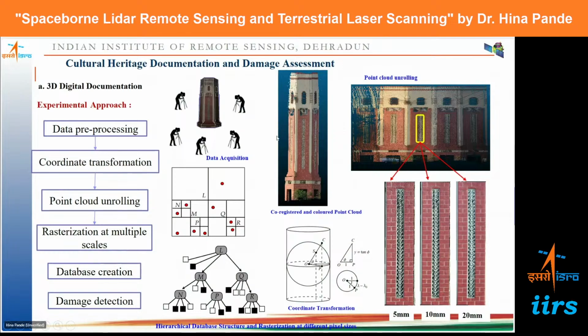Here again, another example has been taken for documentation at different resolutions. So the point cloud data is taken from multiple scans. After co-registration of the multiple scans, the 3D model is generated, and then the point cloud is unrolled so that the entire assessment can be done. After unrolling, it is resampled to different resolutions so that the user can decide based on the type of damage, whether it is a large crack or a small crack, or whether they need the entire data at very fine resolution, or only a small part of the laser scan at a medium to not so fine resolution.